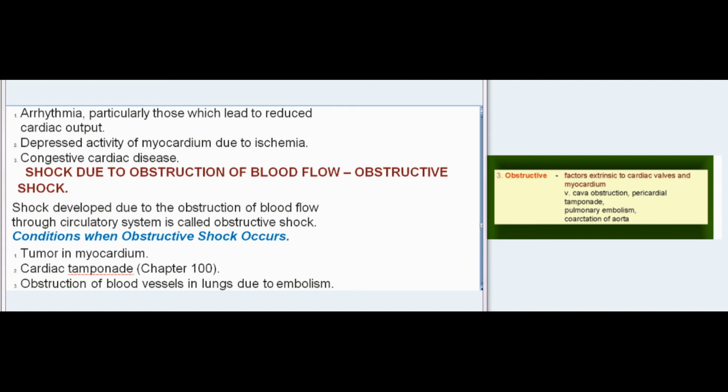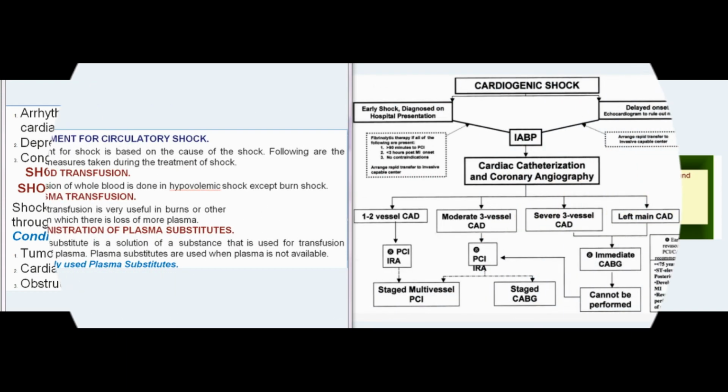Shock due to obstruction of blood flow, obstructive shock. Shock developed due to the obstruction of blood flow through circulatory system is called obstructive shock. Conditions when obstructive shock occurs. Tumor in myocardium. Cardiac tamponade, Chapter 100. Obstruction of blood vessels in lungs due to embolism.